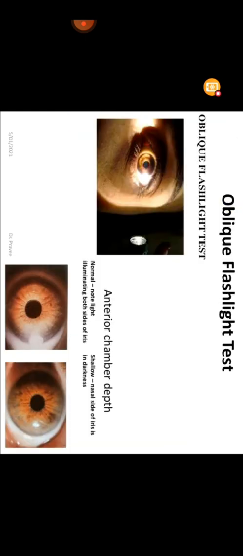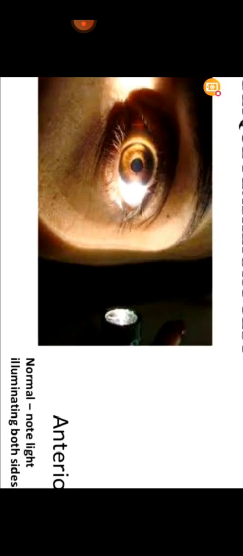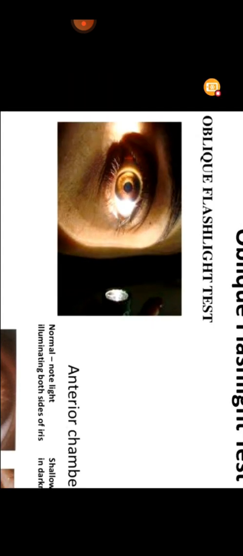You can do it clinically by using an oblique flashlight test. What you do is that you take a torchlight and flash it over, see the first picture, the lateral aspect, that is the temporal area of the cornea, in a perpendicular 180-degree fashion, so that the light passes through this area and comes out from the nasal area. Okay, so this is called an oblique flashlight test.